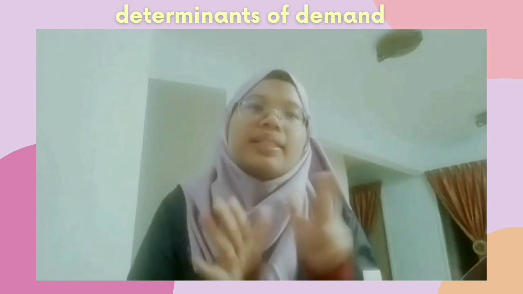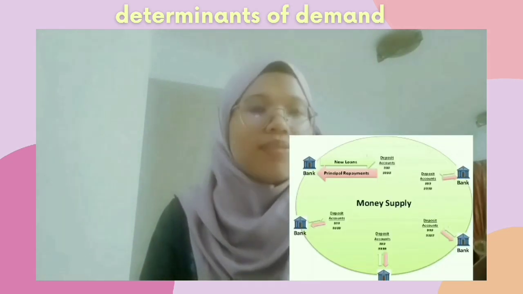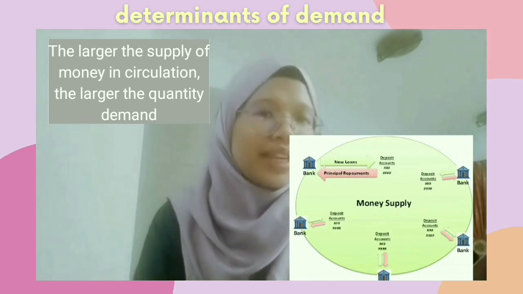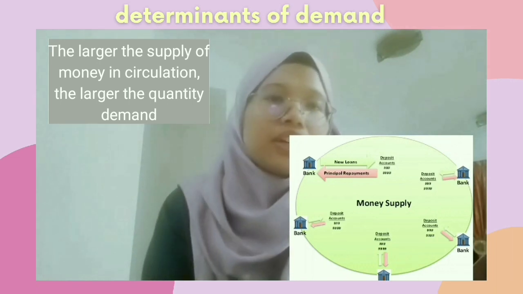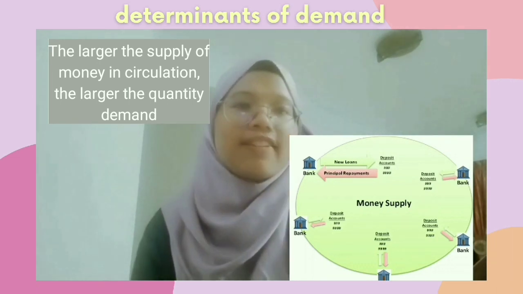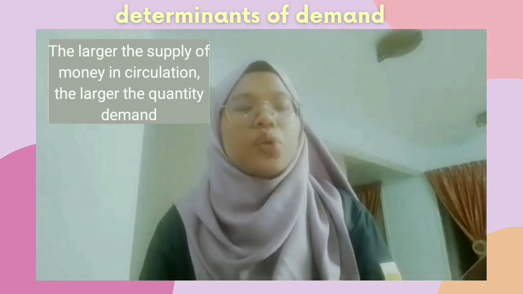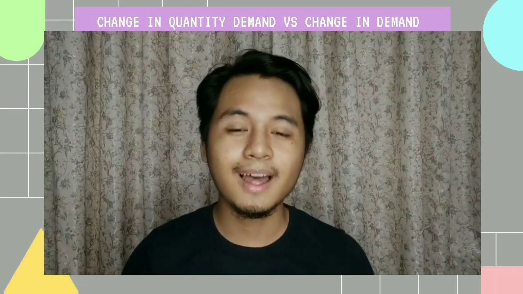Alright, the last one is supply of money in circulation. When the supply of money in circulation is large, demand for goods and services also will be greater. This is because consumers have more money to spend. Furthermore, the demand also will increase, such as loans for interest.